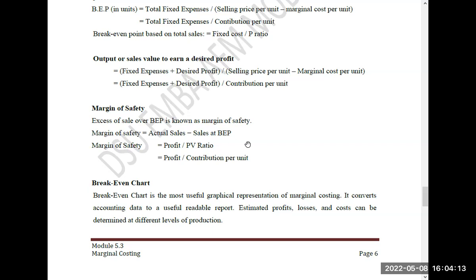So write 5 rupees divided by 20 into 100 is equal to 5/20 into 100. You can apply your mind and tell me how much. 0.25 percentage. Now apply this number in the formula. Margin of safety is equal to the profit, 60,000, divided by 0.25. That is equal to 2,40,000.